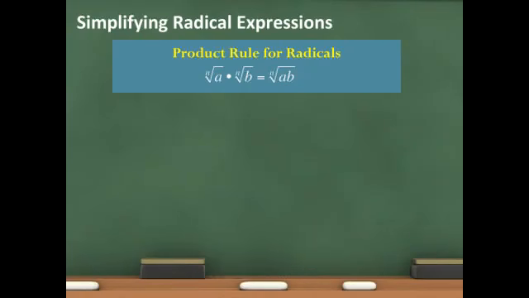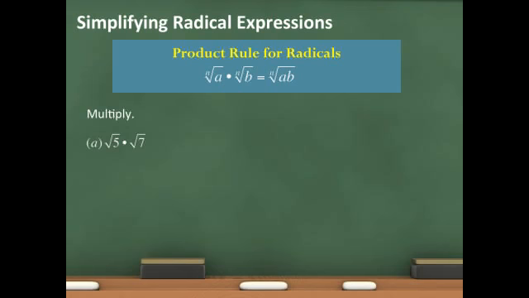When multiplying radical expressions, we will need to make use of the product rule for radicals. This rule says that if you are given the nth root of a times the nth root of b, this will equal the nth root of the product ab. Let's do some examples using this rule.